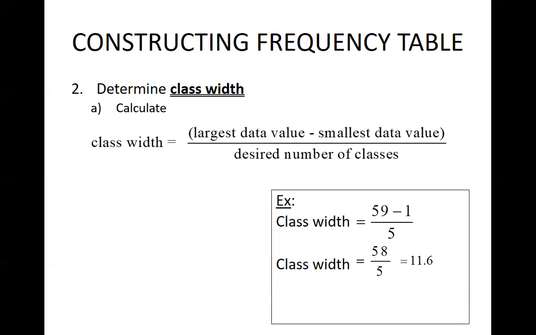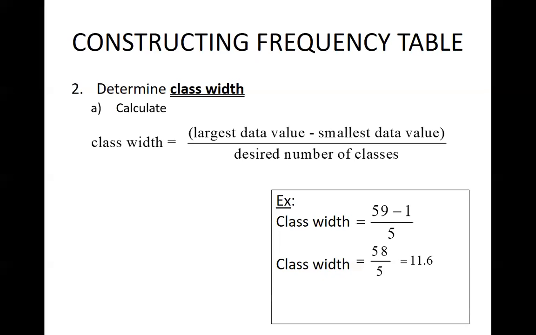But that 0.6 troubles me a little bit because my list of data didn't have any decimals in it, did it? So I'm going to need to make sure that I have enough cushion in there that I know exactly where something's going to fall. I know how to organize this.